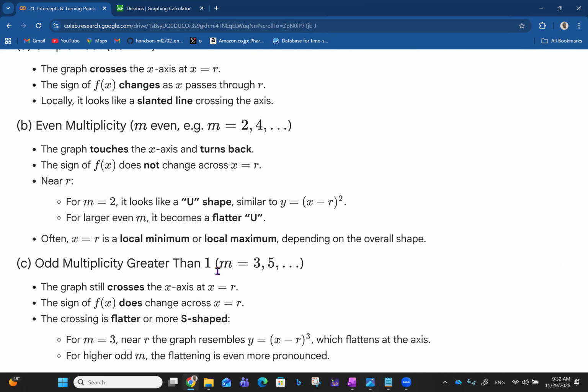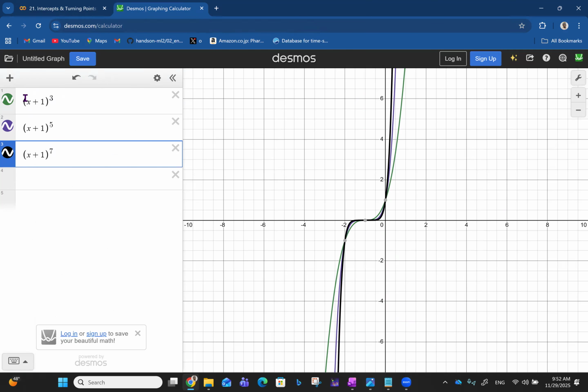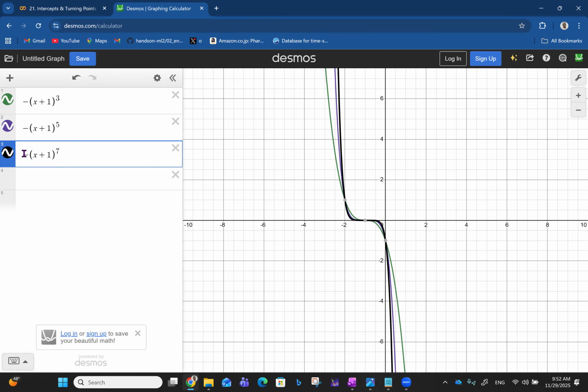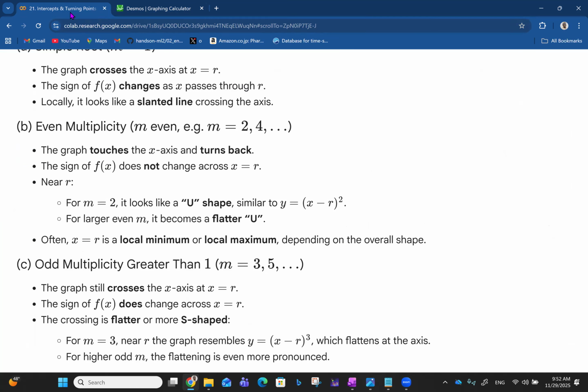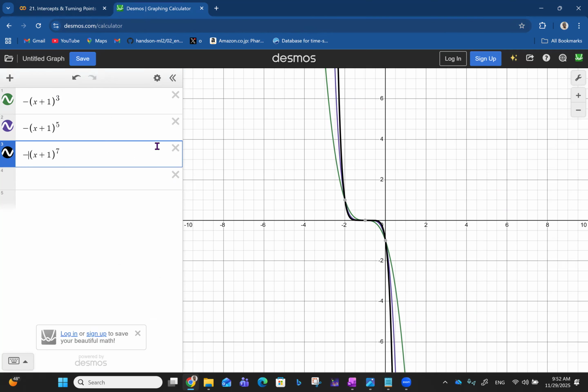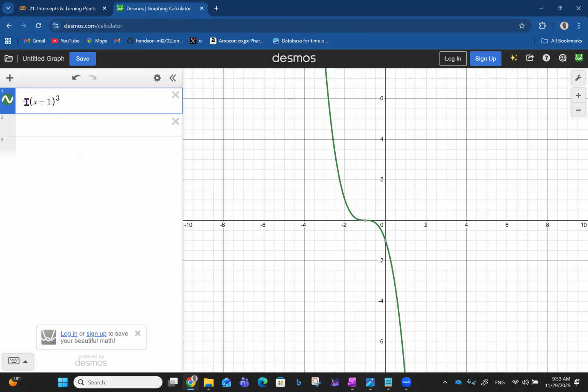Okay. So of course I can also go negative, like if I now have this minus like this, minus flips it over, and then you have the flatness increasing as the odd multiplicity increases. Now we can summarize multiplicity versus behavior at the root. Let x equals r be a real root of multiplicity m. If m is odd and m is equal to 1, the graph crosses the x-axis. We have demonstrated that a whole lot.